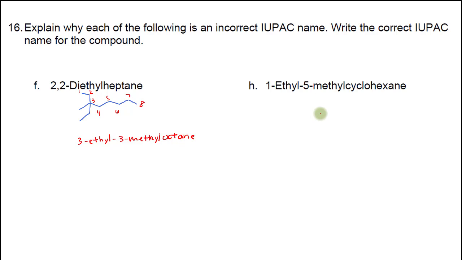And then for cyclohexane, I have an ethyl at 1, and at 5 there's a methyl. And this one is a problem with, if this is the numbering, oops, here, the numbering should be lowest. So instead of going clockwise, we're going to go counterclockwise. And this will be 1-ethyl, 3-methyl cyclohexane.